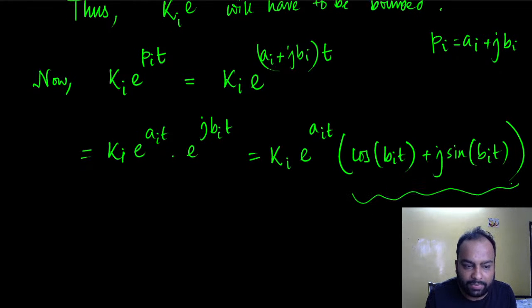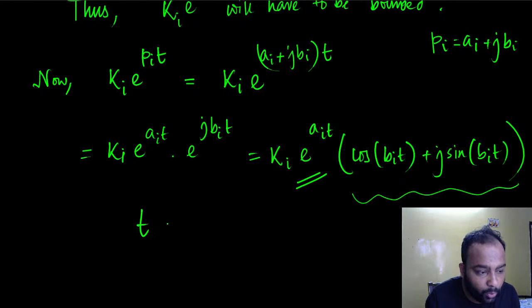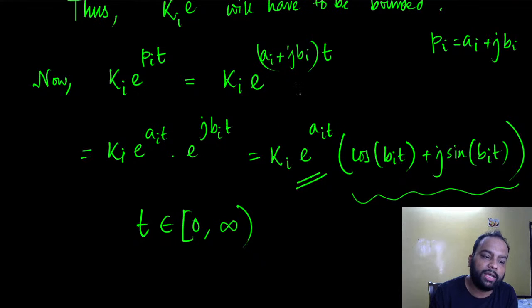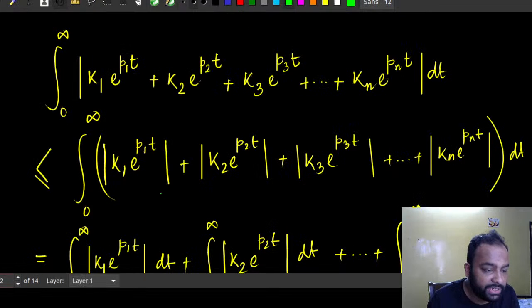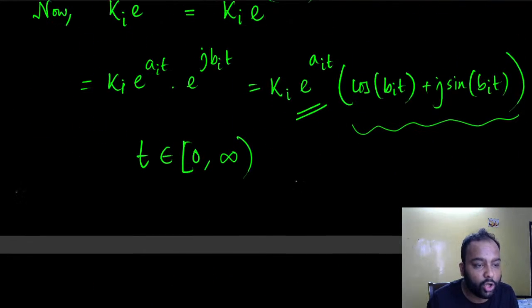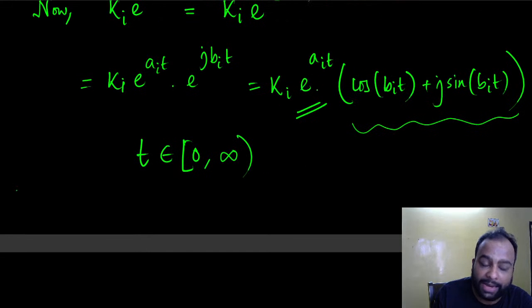Now this is an oscillatory term. This always varies from plus minus 1. But this can become infinity if this term becomes infinity, right? So as time goes on, so time is between 0 and infinity, right? So as time goes on, this could become infinity, right? So if a is a positive quantity, this will become infinity, right? This exponential part will become infinity, which is undesirable here. So as time goes on, this exponential part could become infinity, right?